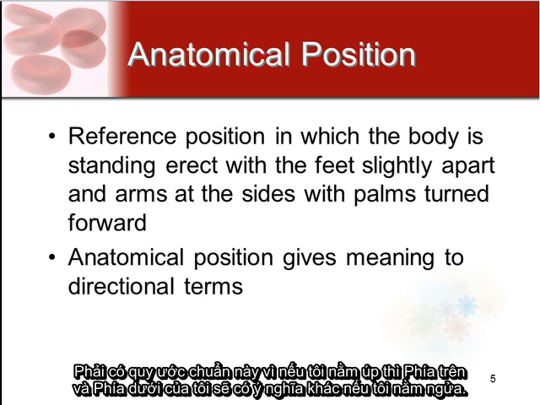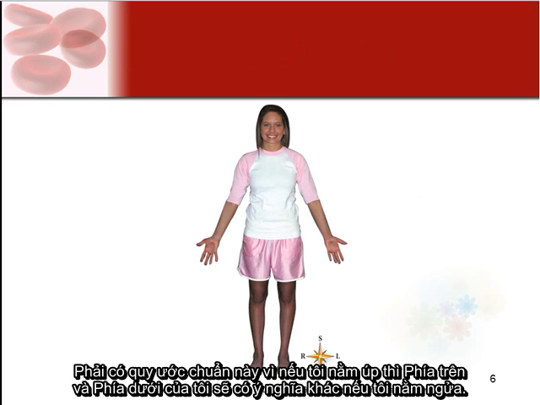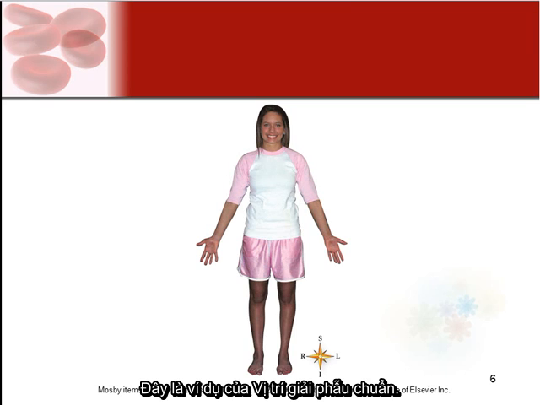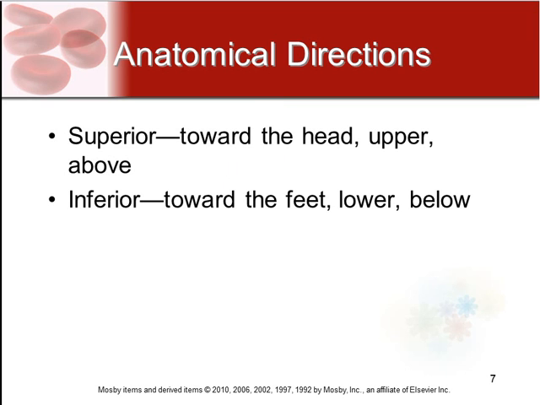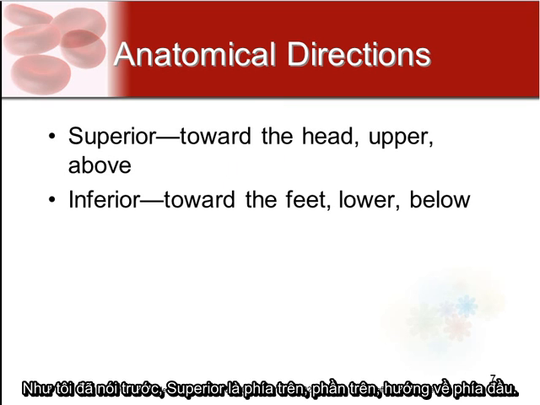Because if I'm lying prone, which means I'm lying face down, suddenly superior and inferior have totally different meanings than if I was lying on my back, right? So anatomical position is just to help give those terms a meaning, and that would be a picture of anatomical position. So since I mentioned superior and inferior, why don't we start there when we're talking about those directions?